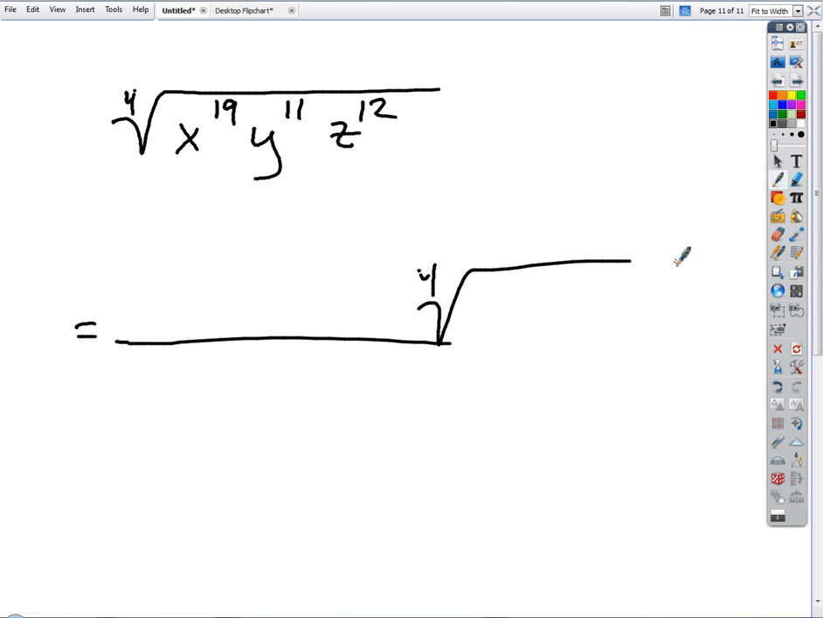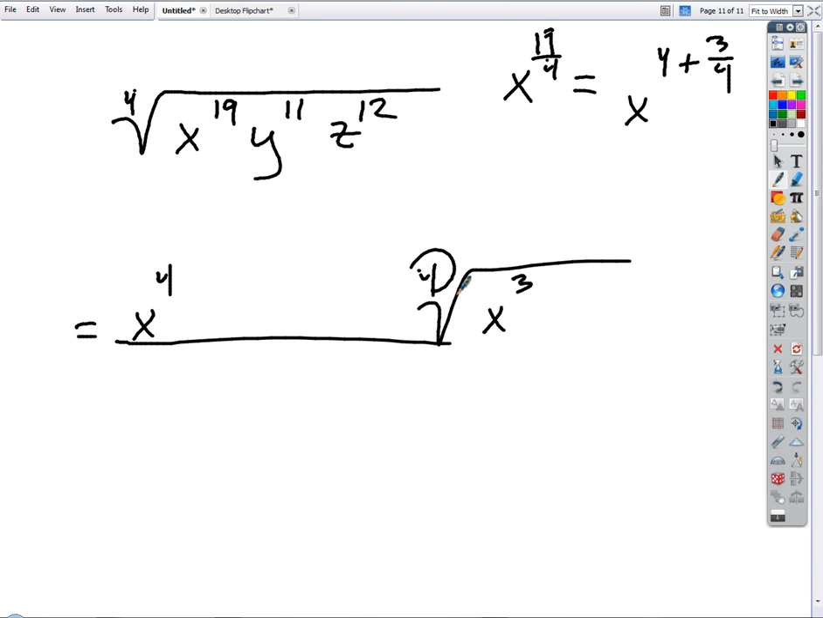19/4, right? So if we've got an x to the 19/4, what is 19/4 as a mixed number? 4 goes into 19 4 times, with 3 left over. Gosh, why is this thing writing so slow? So x to the 4 and 3/4, right? So the 4 goes outside. And then inside I've got x to the 3/4. Done with the x's.